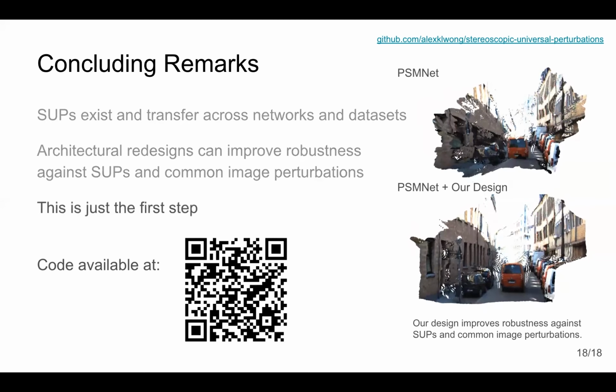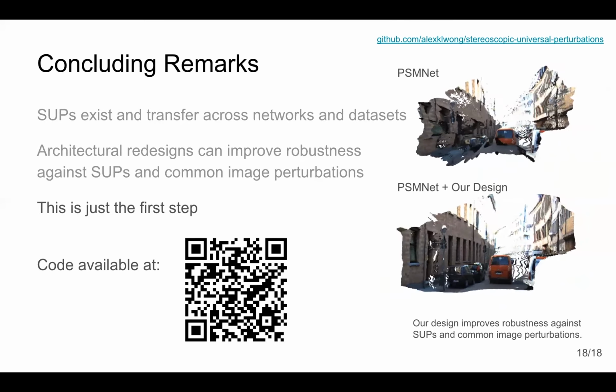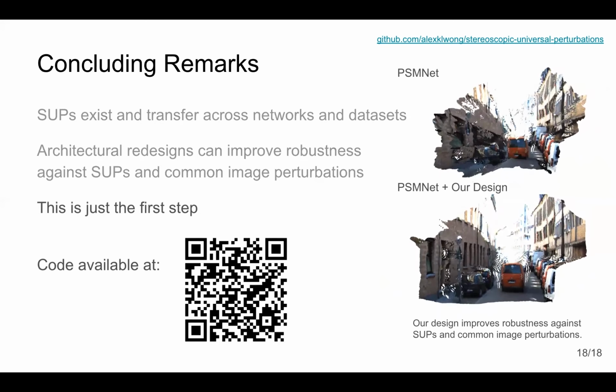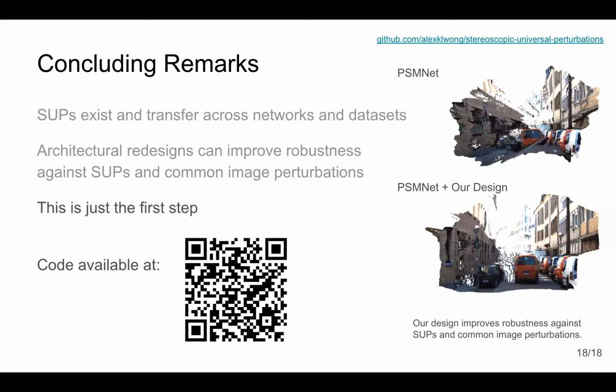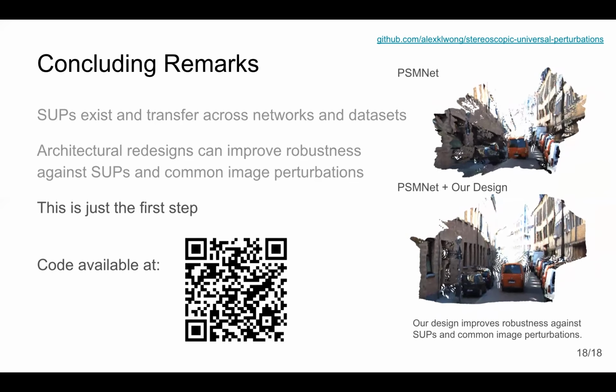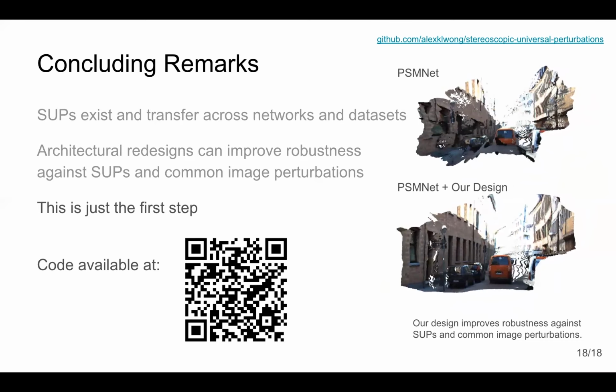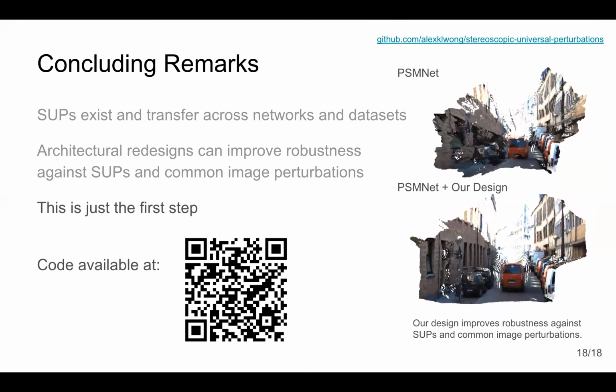Nonetheless, this is really the first step. Admittedly, our scope is limited to stereo, but there exist many geometry problems, such as multiview and optical flow, that share similar network architectures. So we hope that our optimistic results can motivate the design of more robust systems.